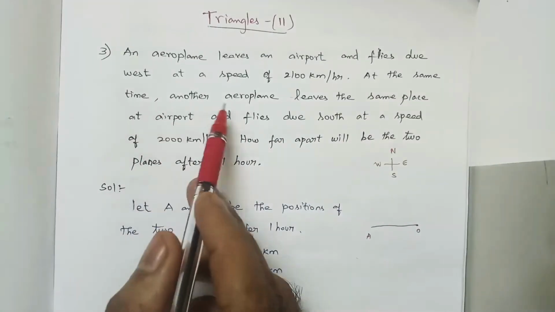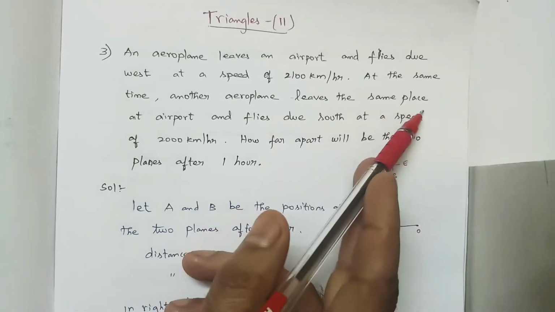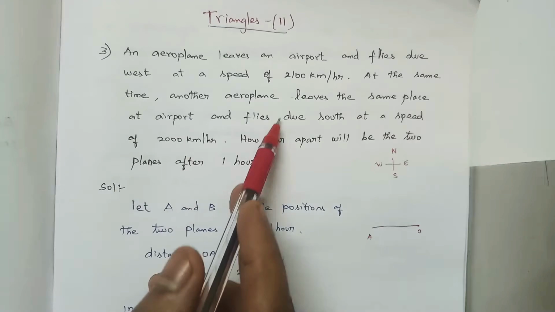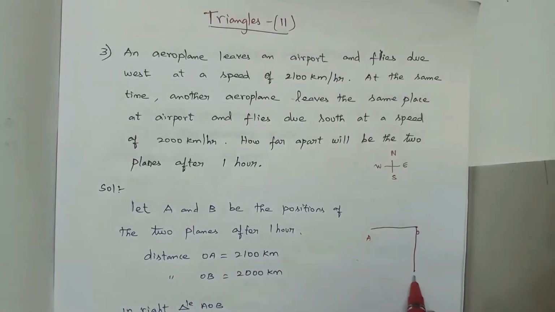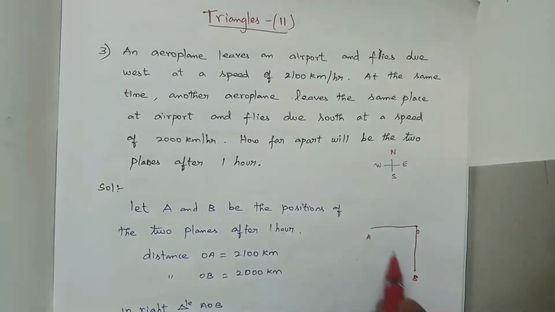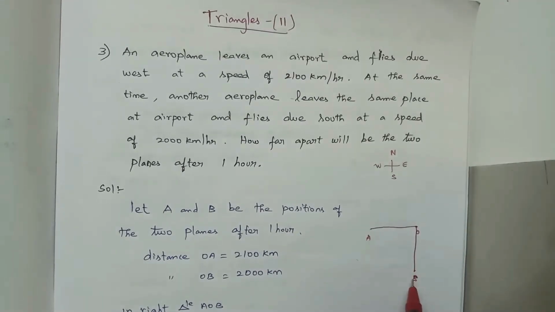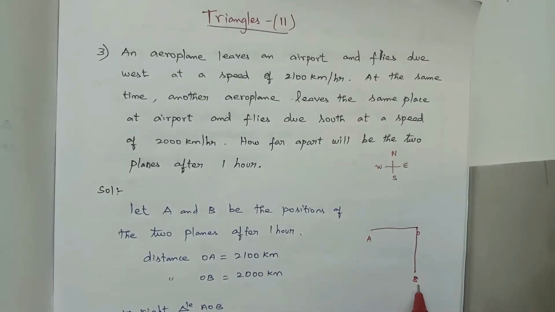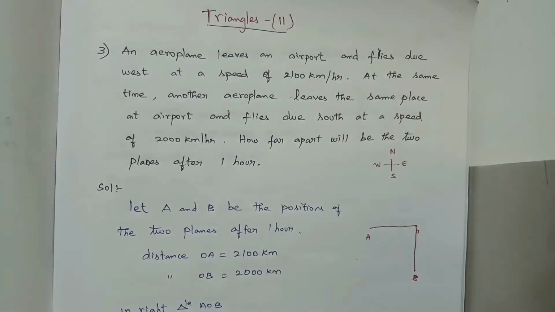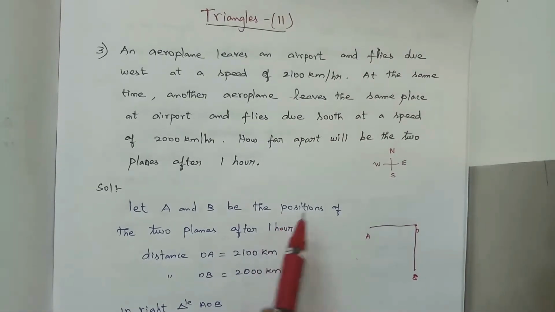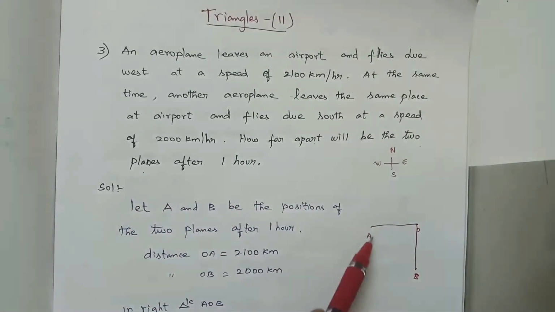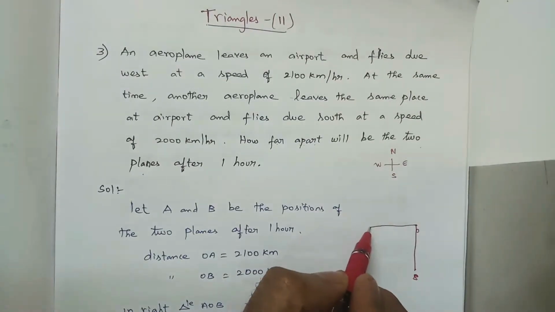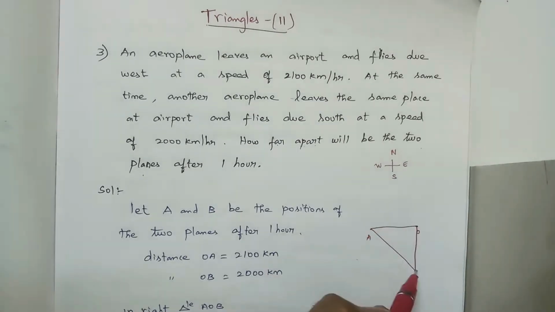At the same time, another airplane leaves the same airport and flies due south. After 1 hour, the plane is at the point B. So now we want to find, after 1 hour, how far apart will be the two planes. We want to find the distance between A and B, AB.